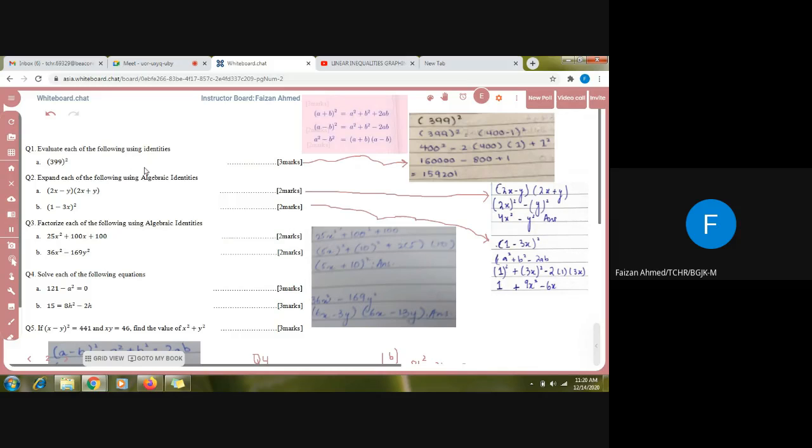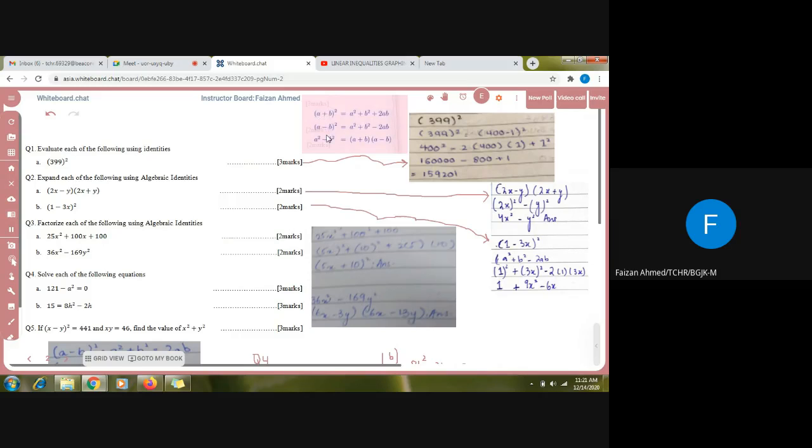So we did a question like this in the class. It is basically an exercise question. So in order to solve it using identity, I have to break this number into two numbers, because my identities have two terms inside the bracket.